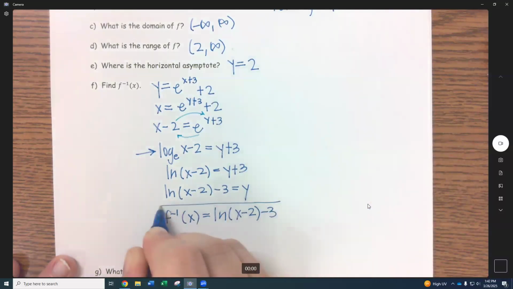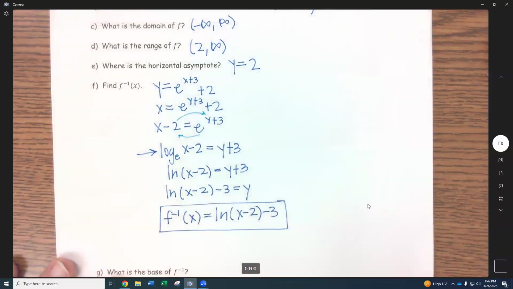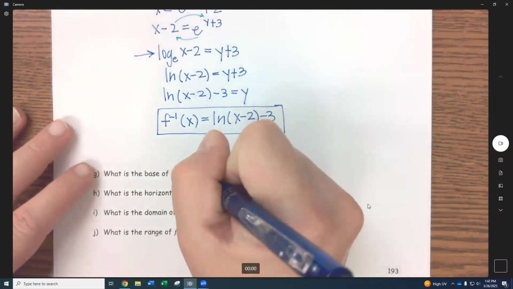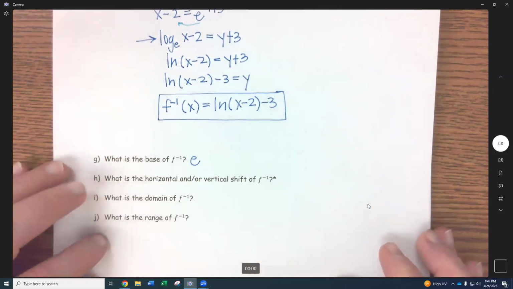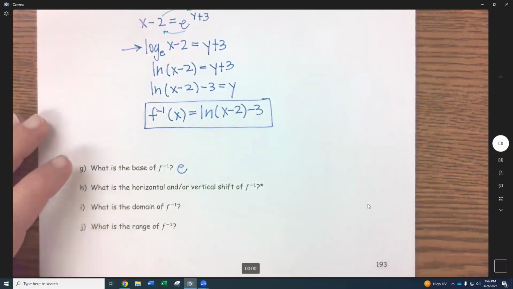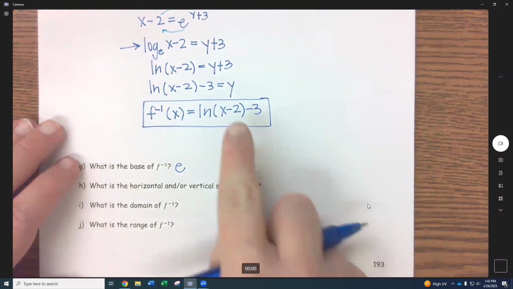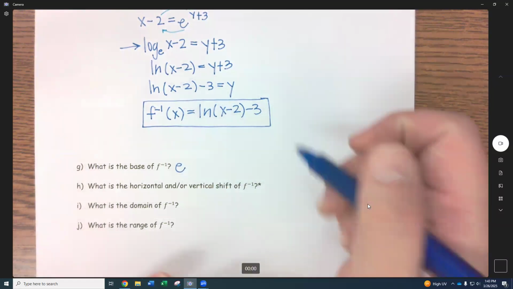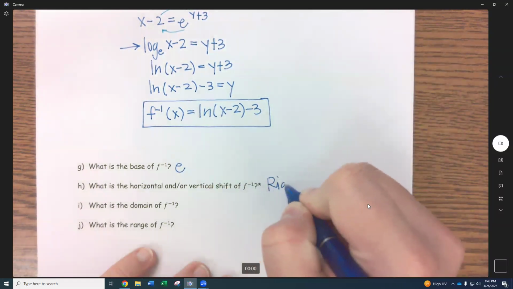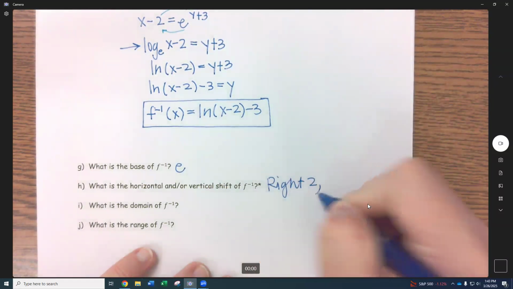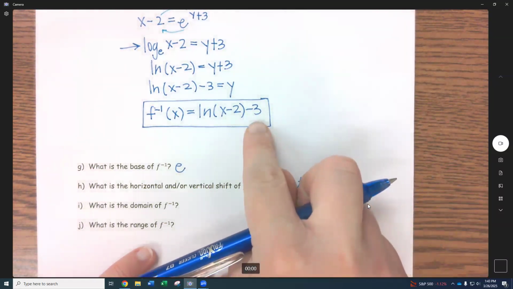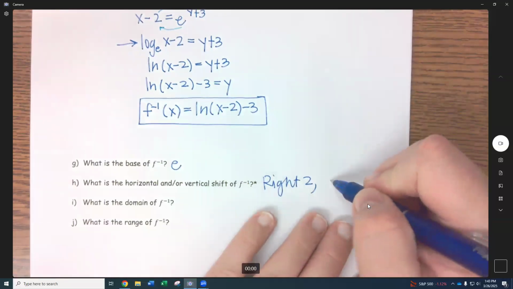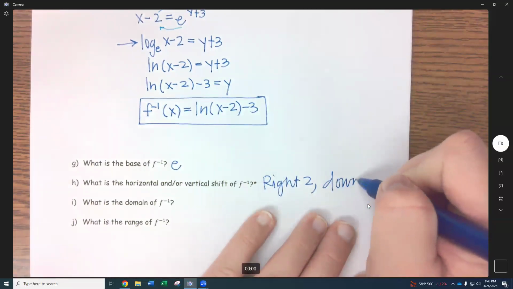So there is my inverse. So what is the base of my inverse? It's a natural log, so that's a base of e. What is the horizontal and or vertical shift? When it is inside, that is left and right, and it's opposite. So minus 2 is to the right 2. And minus 3 on the outside of your function is up or down, and it's predictable. So -3 is down 3.